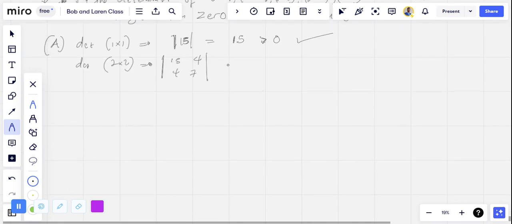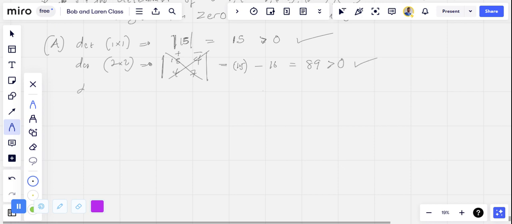So what's the determinant of this 2 by 2 now? You put plus here, you put minus here, then you cross multiply. 15 times 7, you put the answer here, minus 4 times 4, that's 16. You can do the subtraction yourself. I'm very sure this gives us 105, and if you subtract, that will be 89. So is 89 greater than 0 or not? Yes, it is greater than 0.